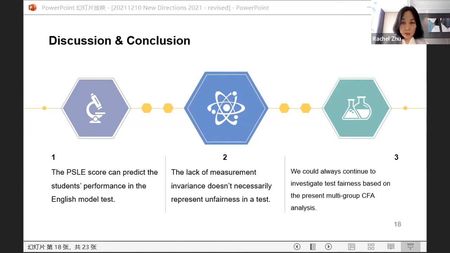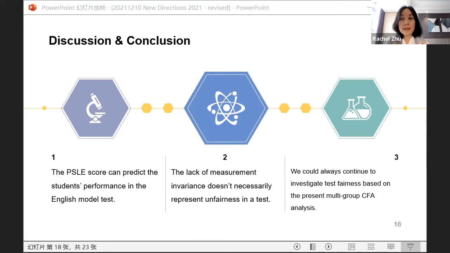to decide whether this lack of measurement invariance in this CFA analysis could affect test fairness or not. And the last one is we could always continue to investigate test fairness based on the present multi-group CFA analysis. As we have mentioned, the hypothesis is partially rejected, so it means that we could continue the study by releasing constraints on one loading at a time to test the mean differences with the partially invariant factor. So this is our recommendation.